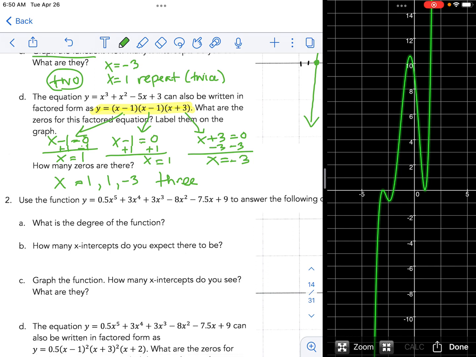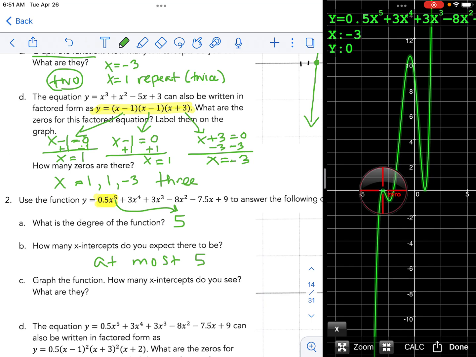So what is the degree of the function? Looking purely at the equation itself, we know the degree is 5. That's that highest power, and it's written in general form, so it's the first term. How many x-intercepts do you expect there to be? At most 5. At most it's going to match the degree. Graph the function. How many do I see? So I see an x-intercept here. It's a repeated root. So that's negative 3. And then here at negative 2.